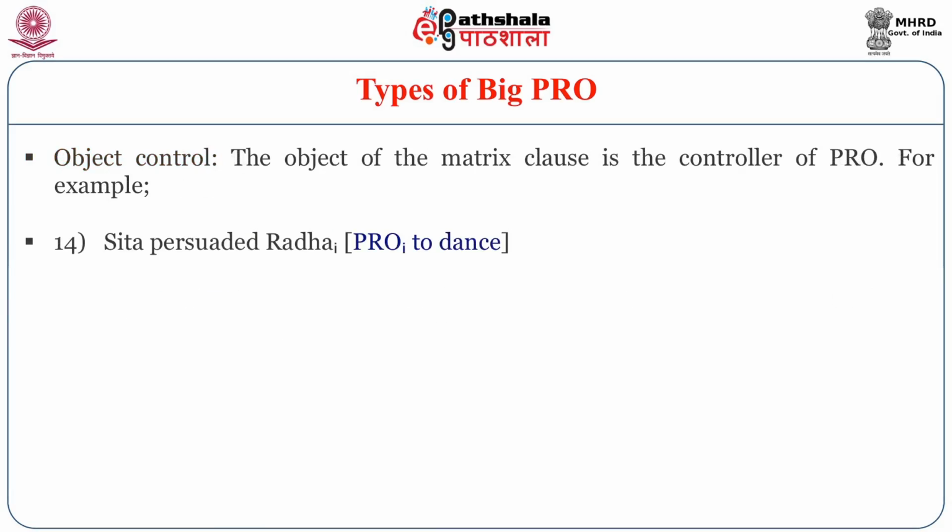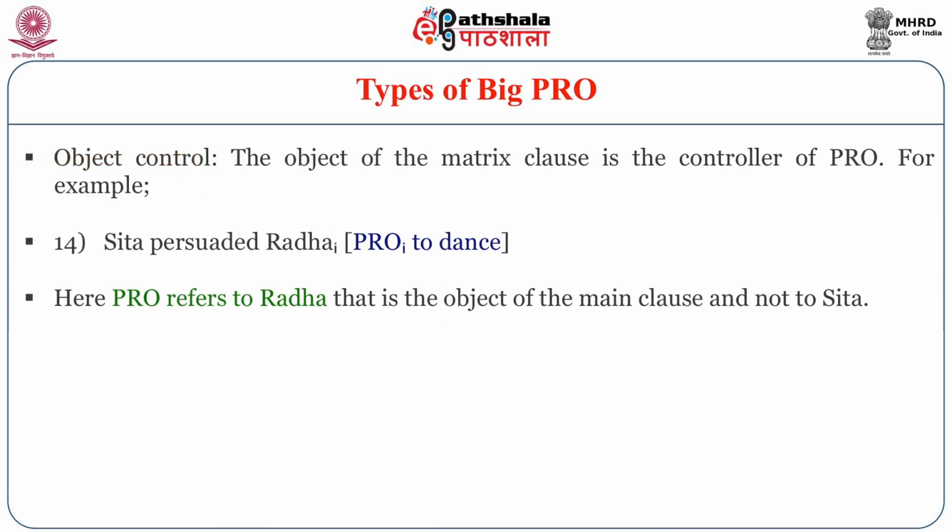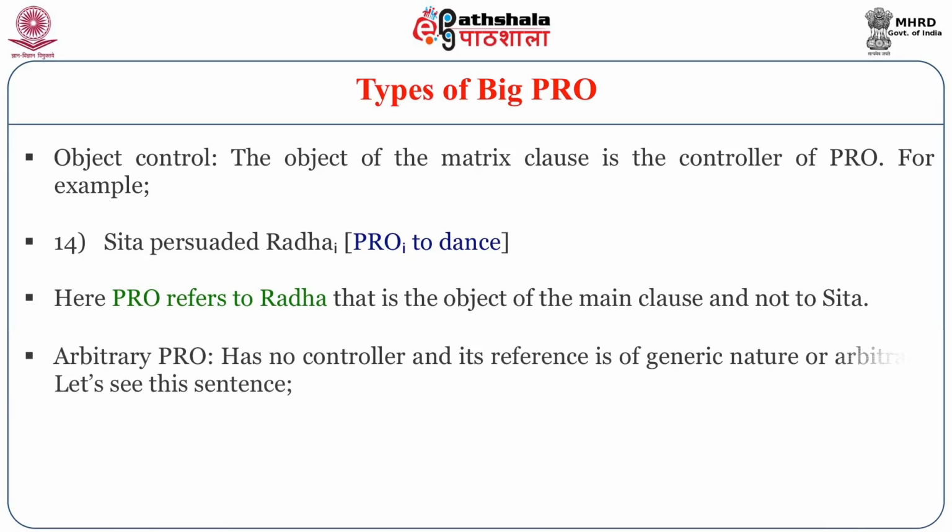For example, Sita persuaded Radha. Maybe to dance, maybe to sing, maybe to cook. But because PRO refers to Radha, that is the object of the main clause and not to Sita, this is the object control. Arbitrary PRO has no controller and its reference is of a generic or arbitrary nature.